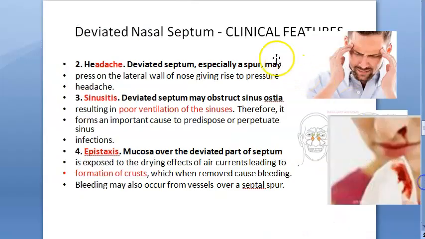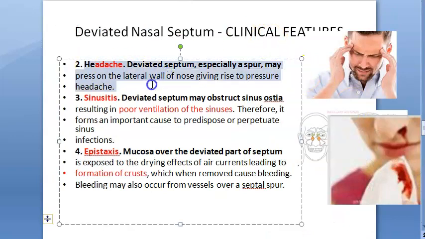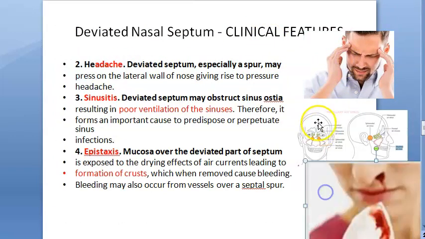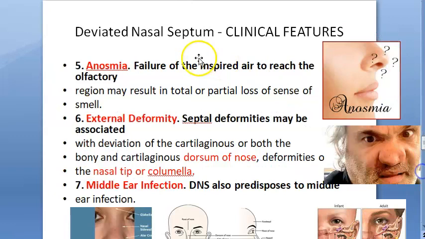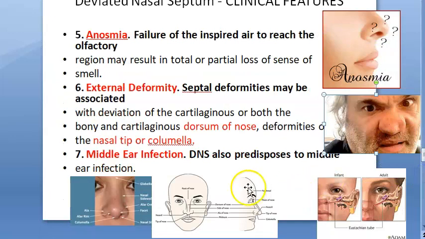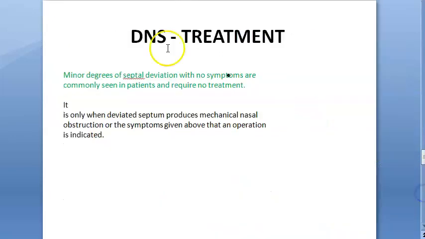Continuing with the clinical features, these people can have headache, sinusitis, epistaxis. Okay, why all this happens, we have already discussed in detail. Then coming to anosmia, also it can happen. The inspired air may not reach the olfactory region. These people can have external deformity like deformity of the dorsum of the nose, nasal tip, columella, etc. These people can have middle ear infection.